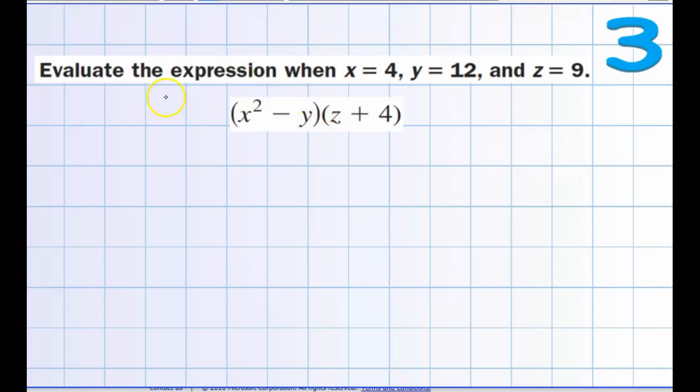Our next problem, it says evaluate the expression when x equals 4, y equals 12, and z equals 9. So we are going to put these numbers in for their letters. So when x equals 4, instead of x squared, we are going to have 4 squared minus whatever our y is. Our y was 12 times our z was 9 plus 4.